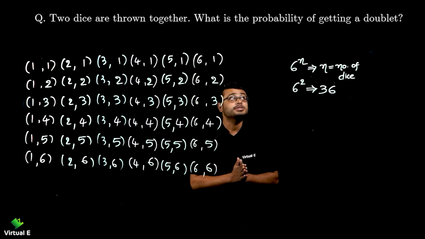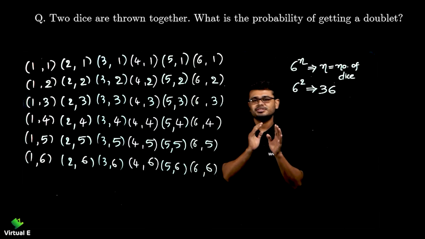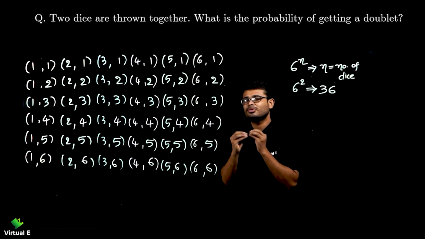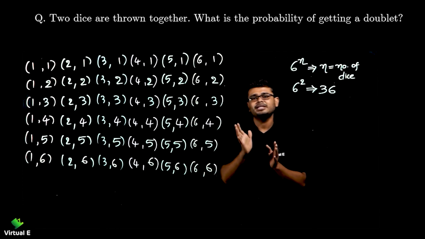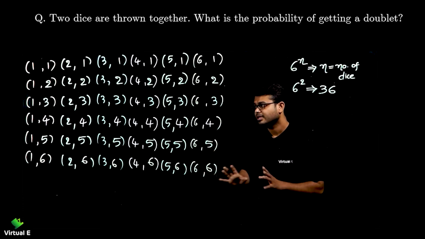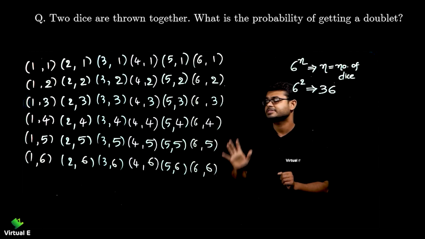Let's do one more question. 2 dice are thrown together. What is the probability of getting a double hit? Okay, so this is an interesting word, double hit, right? You don't get an idea if you don't know the meaning of this word. It means that to get a double is to get the same number over here. This is the case of the 2 dice. I kept these outcomes as they are for the understanding.